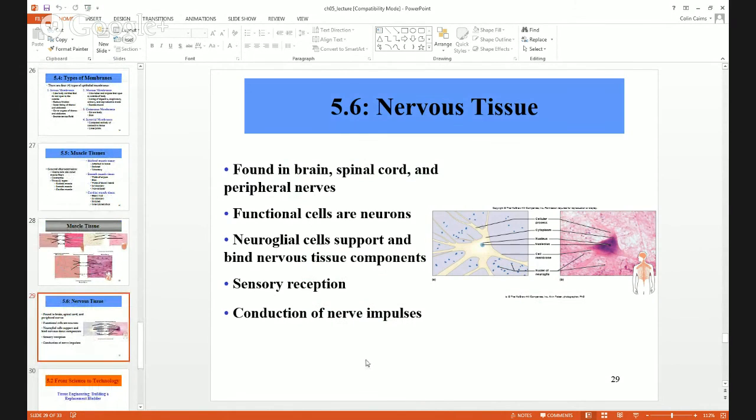Then we have nervous tissue, which is found in the brain, spinal cord, and peripheral nerves. Functional cells are neurons. Neuroglia support and bind nervous tissue components. Sensory reception takes place here, and there's also conduction of nerve impulses.